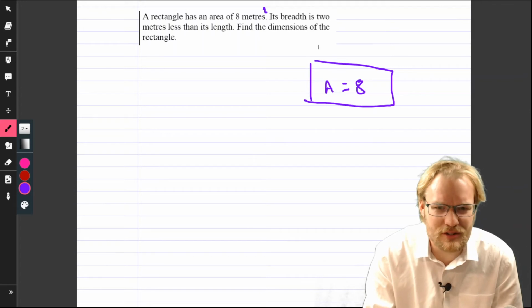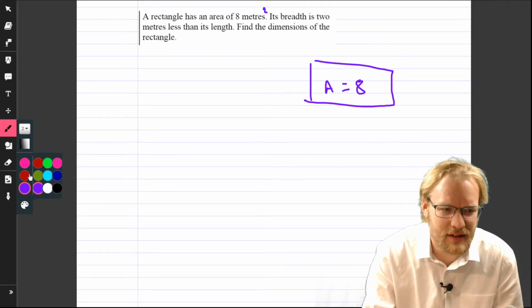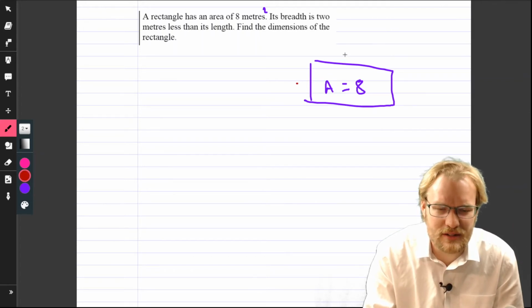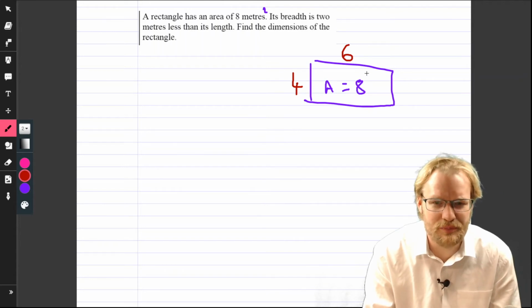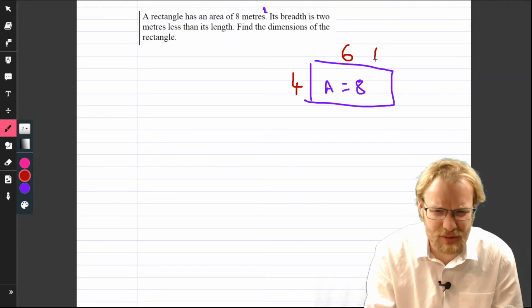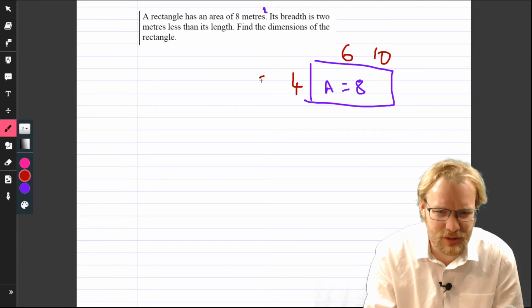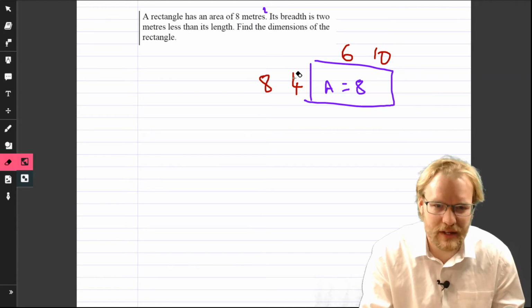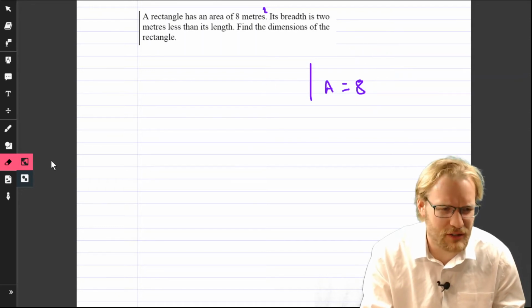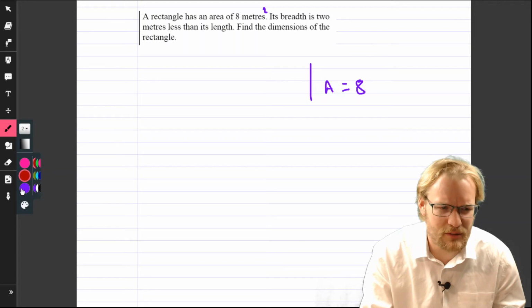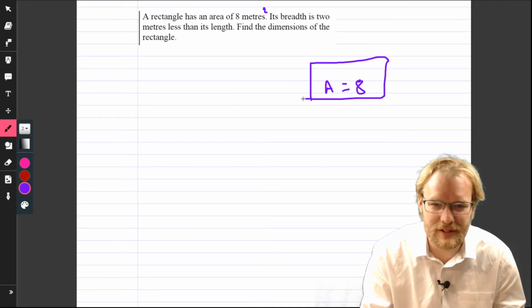Find the dimensions. Okay, so this side here is 2 less than that. So if that were 6, this would be 4. 6 times 4 is 24, doesn't work, but that's the idea. If this one were 10, then this one would have been 8, because it's 2 less. But we don't know what's what, so two different ways we could look at this. Where did our rectangle go? There it is.